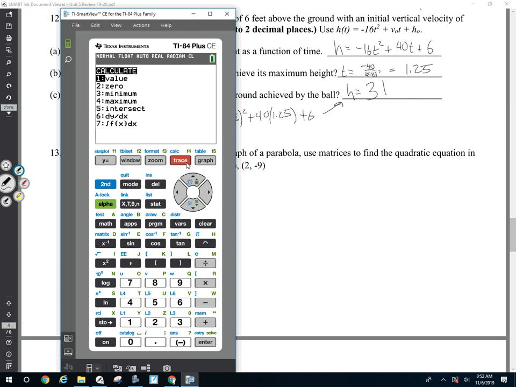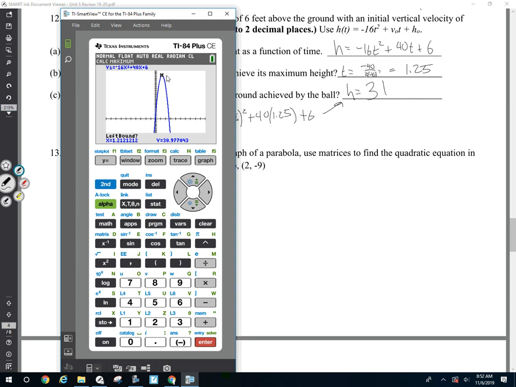And a quick reminder, because some of you discovered this and we talked about this, we could find the maximum. Since this is a max, you can find this by pressing max, setting a left bound to the left of the max, setting a right bound to the right of my max, pressing enter, and you can see 1.25 and 31.